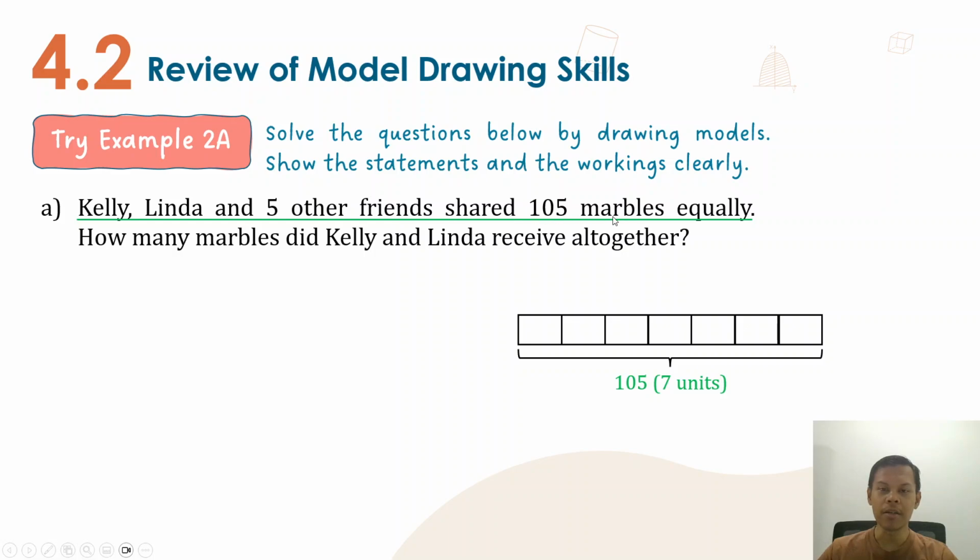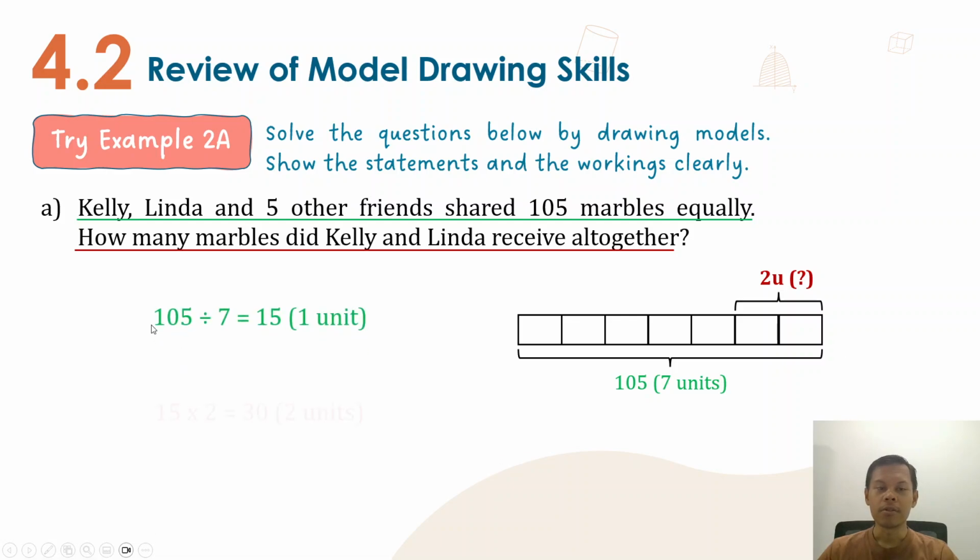They need to be sharing 105 marbles equally. So we draw a big rectangular box here. We split it into 7 equal parts. So 105, all the marbles here, we need to share with 7 units. So what do we need to do? The working is going to be 105 divided by 7. Then we are going to get some number. But the question asks, how many marbles did Kelly and Linda receive altogether? So we just include the 2 units, which is one for Kelly and one for Linda.